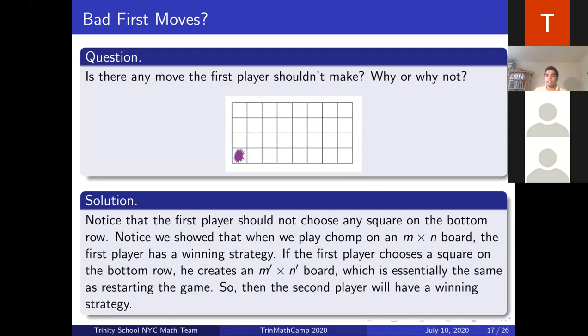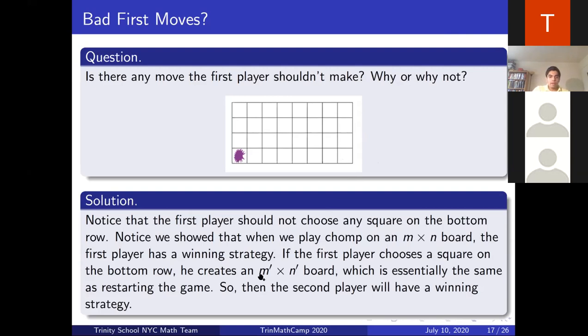So if the first player takes one of these bottom squares, the second player essentially becomes the first player, because it's just like we restarted the game. We're starting with another M by N board, but now the second player has that advantage, because they're dealing with an M by N board, and that we said was a first player advantage. So that's definitely a terrible move to make. So don't make that move.